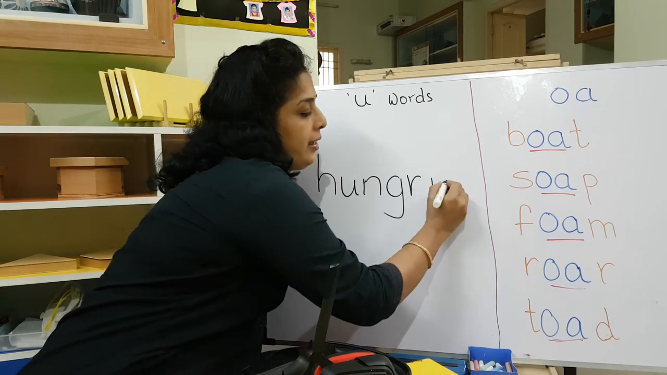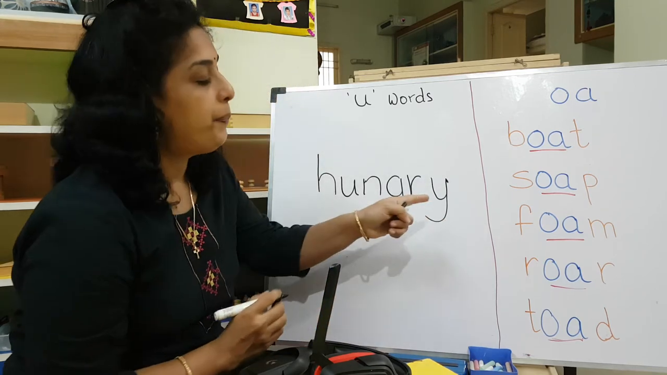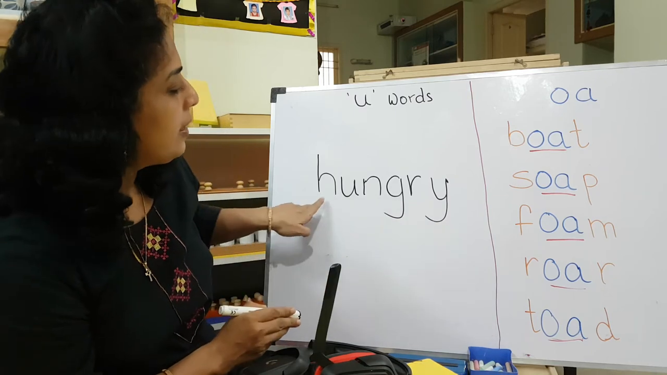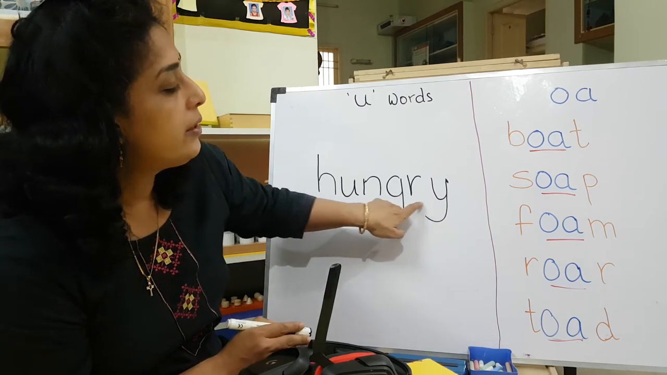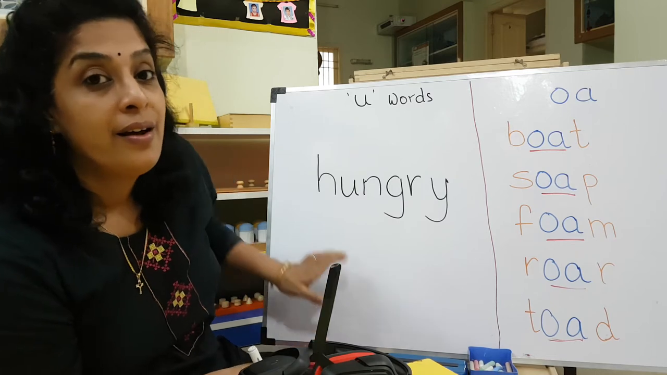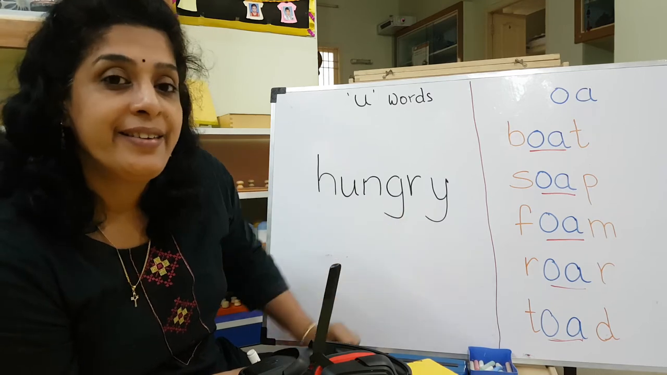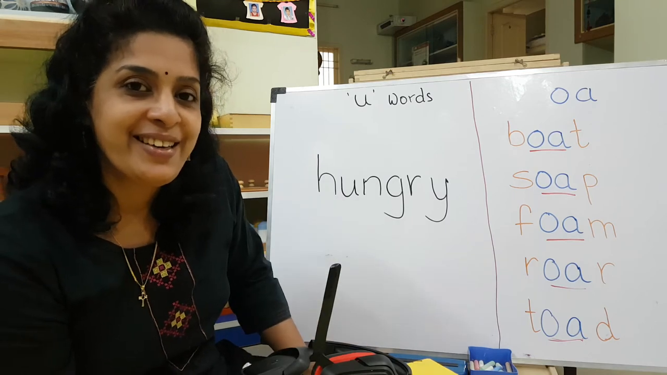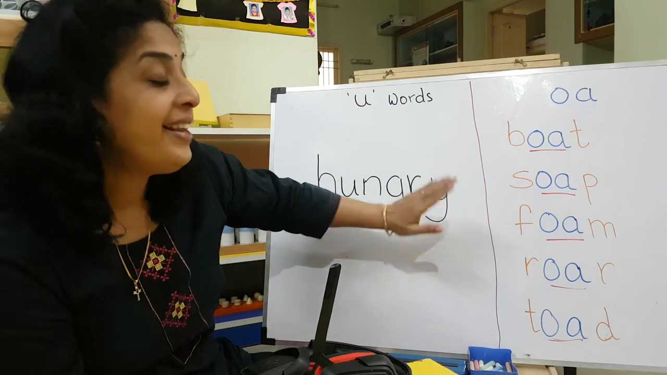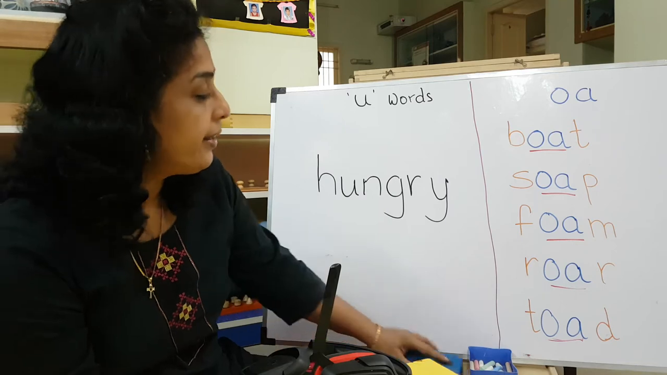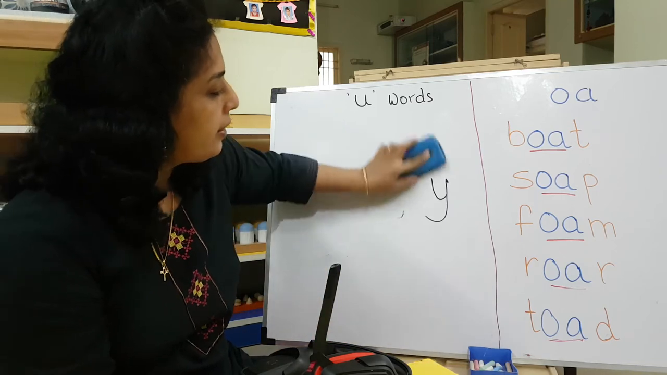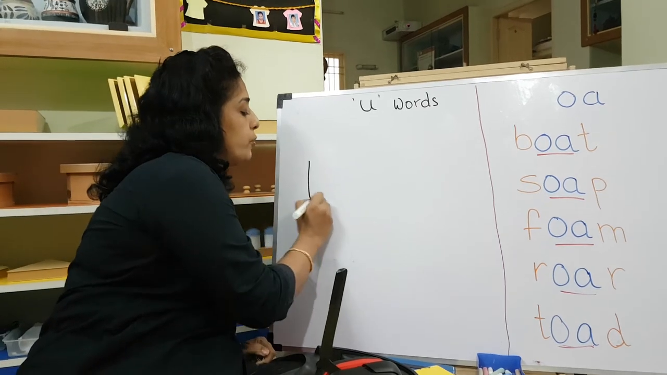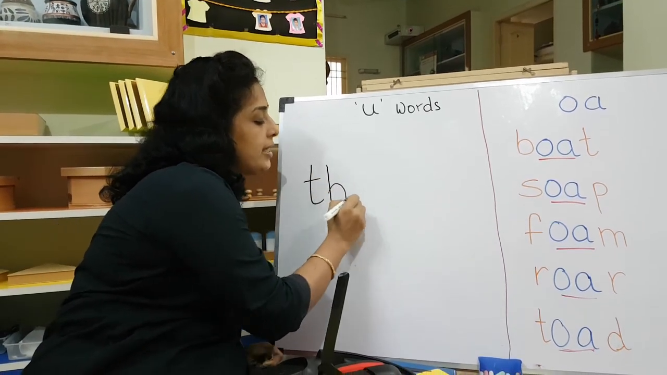And E, as in happy. Hung-E. Hungry. Are you able to read it? Hungry. So, children, now you can actually read big, big words and all. You don't have to worry about the size.